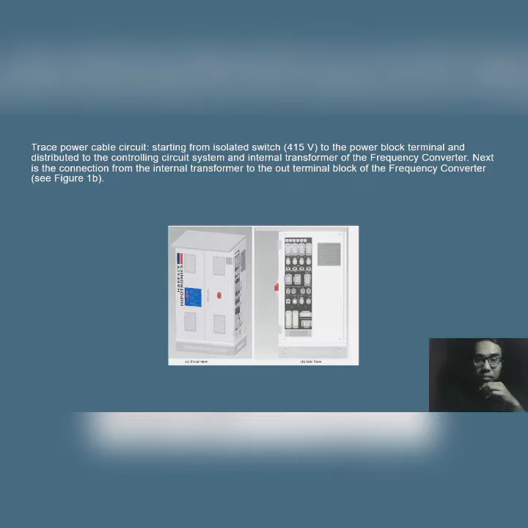For question 1, test the power cable circuit starting from the isolated switch 450 volt to the power block terminal and distributed to the controlling circuit system and internal transformers of the frequency converter. Next is the connection from the internal transformers to the out terminal block of the frequency converter. As shown in figure 1b, this is the kit 4.0 high voltage. This kit has 7 parts, which are power isolator, power terminal block, internal transformers, current transformers, out terminal block, controlling circuit system, and lastly the power cable.